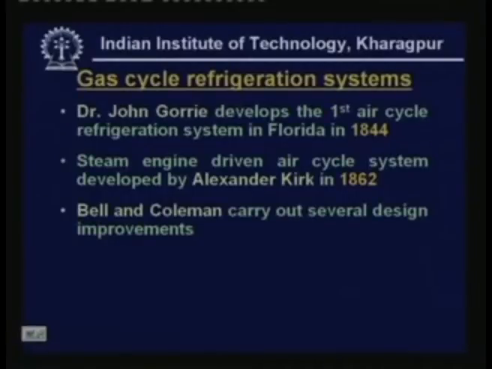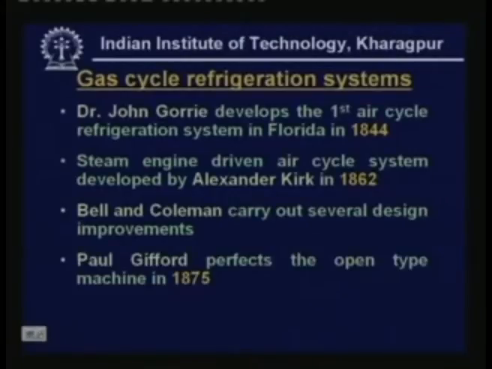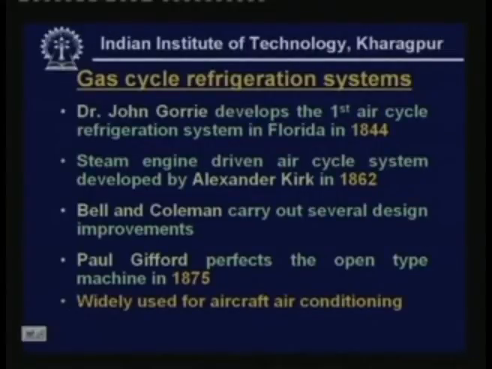And Bell and Coleman carried out several improvements to the basic air cycle refrigerant system proposed by John Gorey. So sometimes air cycle refrigerant systems are also called Bell and Coleman cycles. And Paul Gifford perfected an open type of air cycle refrigerant system in 1875. And these open type systems are very widely used in aircraft air conditioning systems now.